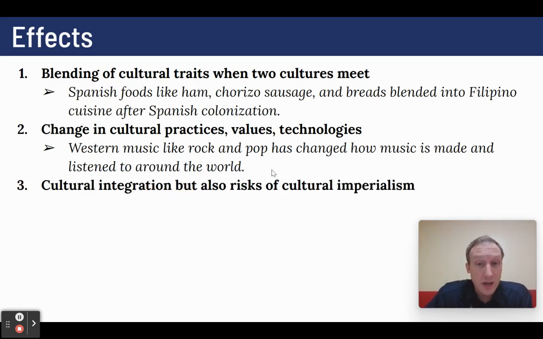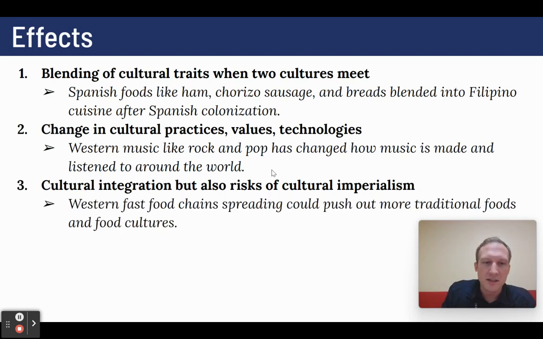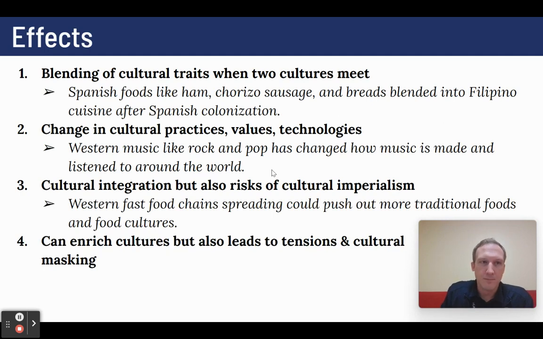Third is cultural integration, which also risks cultural imperialism. Cultural integration is taking different pieces of culture and putting them all together, very similar to blending, but with very distinct differences because the risk is that one culture is going to dominate and encapsulate the other culture. That's what cultural imperialism is, where you show up and you start off integrating, but then slowly over time, one culture dominates the rest. And then you almost don't even see that culture, which leads us into our fourth effect.